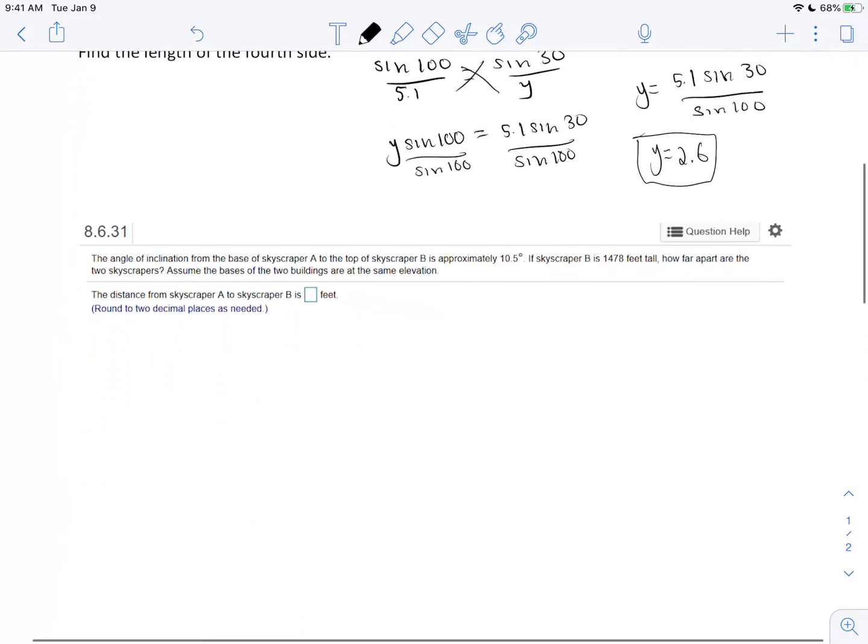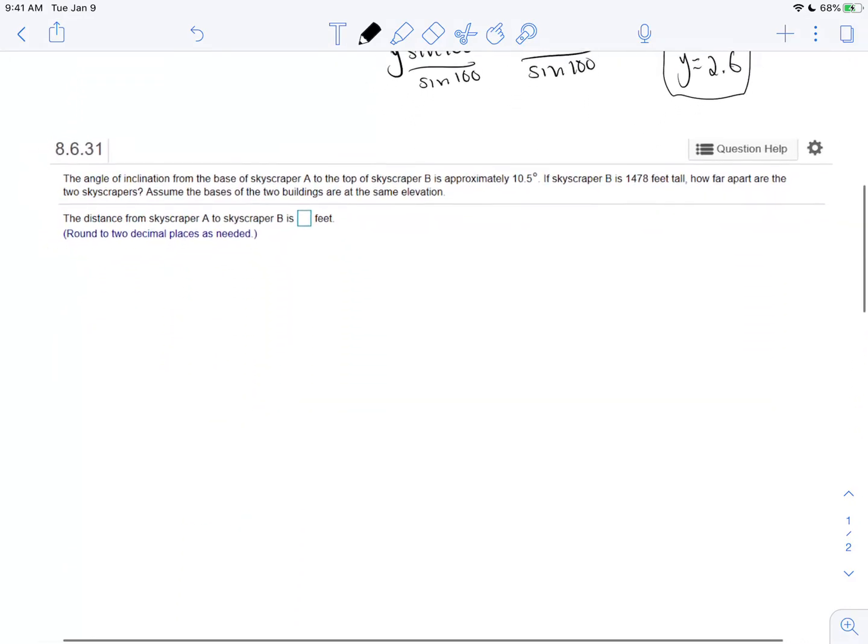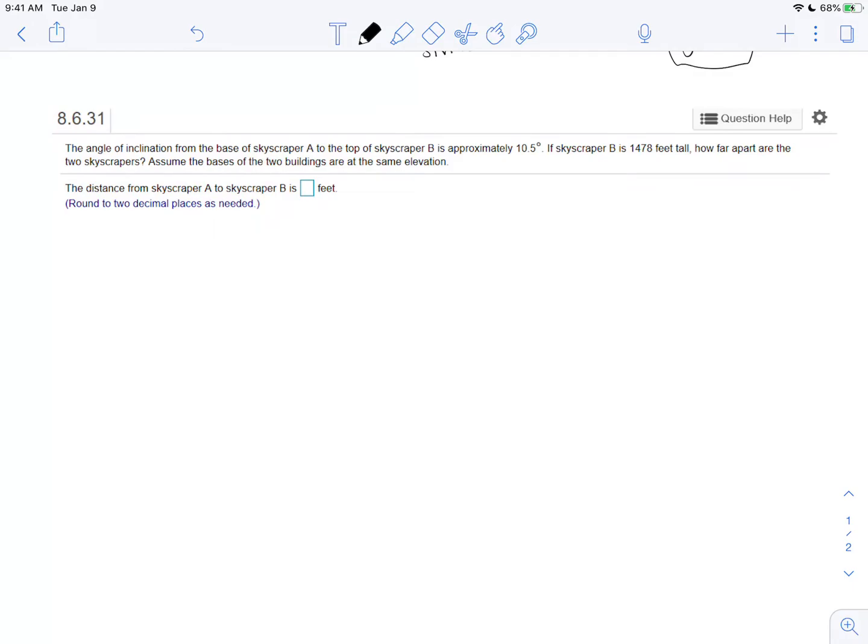All right, last one that I was going to do. Sorry, I just copied and cut these pictures from the online book, so they're kind of weird looking. All right, the angle of inclination from the base of skyscraper A to the top of skyscraper B is approximately 10.5 degrees. So let's start by just drawing a picture.